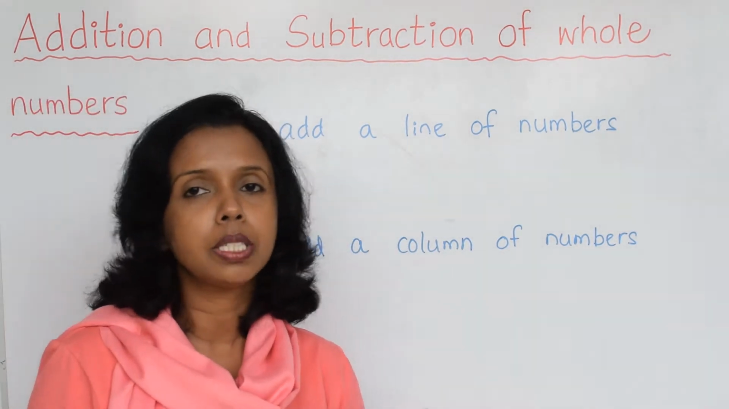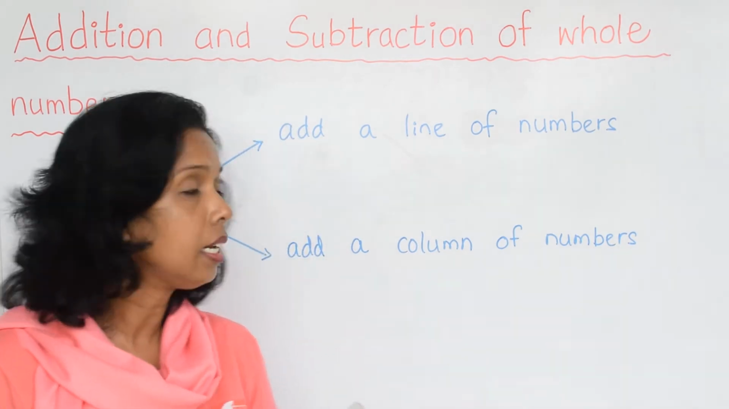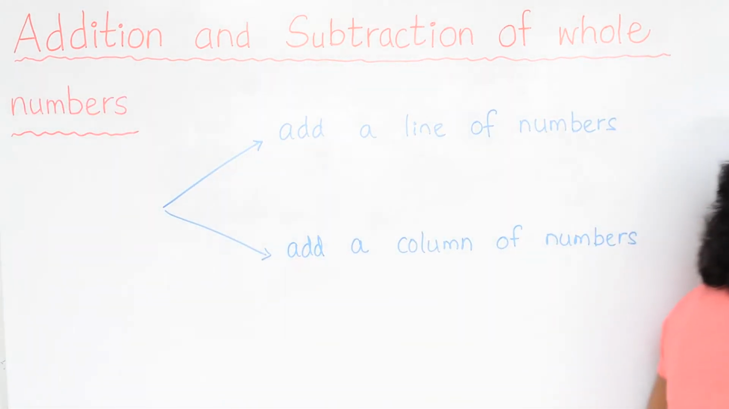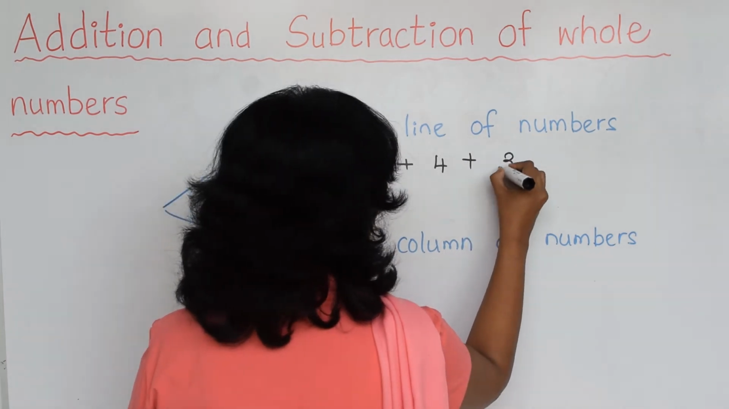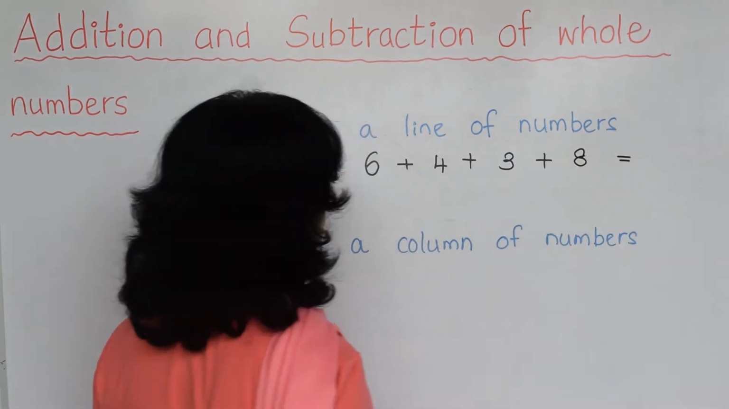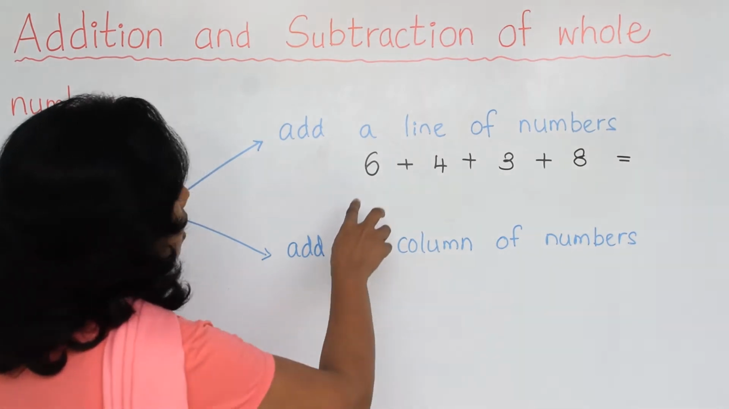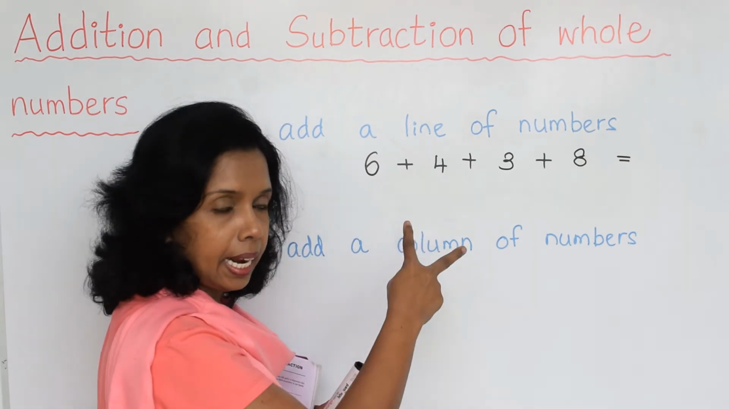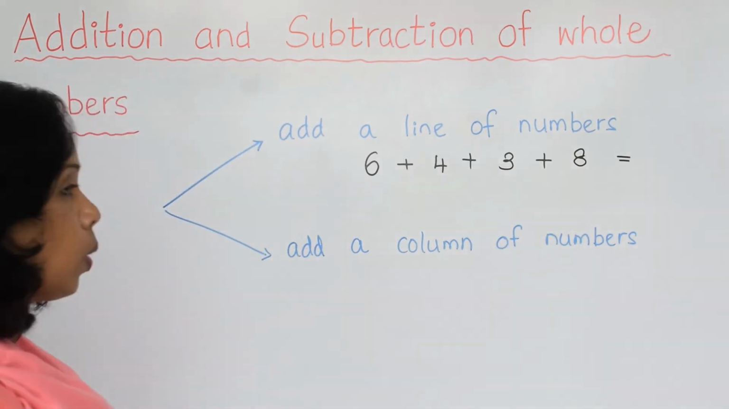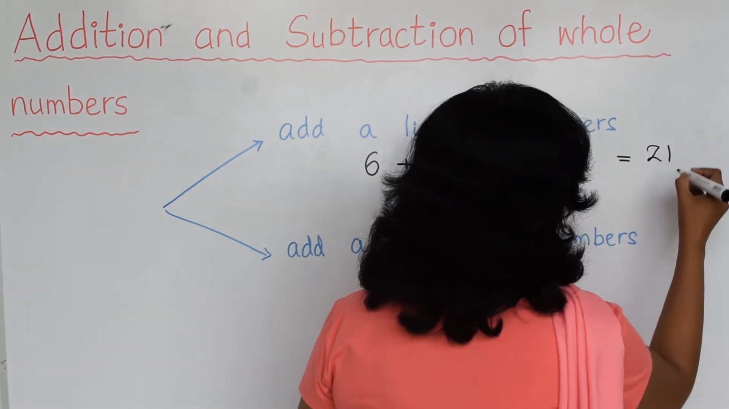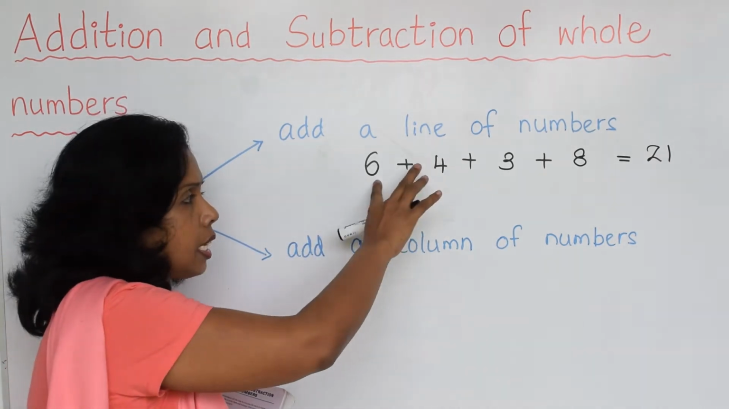Now if you have a few numbers either as a line or as a column, I'll explain how to do it, right? So we'll move to the first one, line of numbers. Look at this example, children: 6 plus 4 plus 3 plus 8. So you want to add this line of numbers, right? How do you do this? Tell me. 6 plus 4, 10. 10 plus 3, 13. 13 plus 8, what is the answer? It is 21. So from where did I start, children? From the left side, right? From the left side I added, so 6 plus 4.